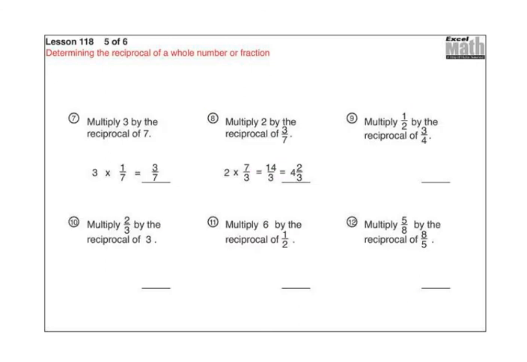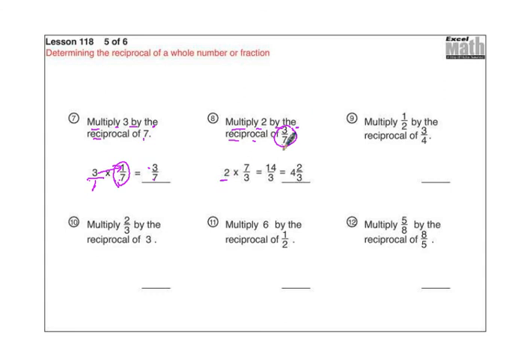All right, here's some problems where they're asking you to multiply by the reciprocal. These get a little trickier, so watch out for this. Multiply 3 by the reciprocal of 7. Here's the number 3. Here's the reciprocal of 7. So 3 times 1/7. 3 times 1 is 3. 1 times 7 is 7. 3/7 is the answer.